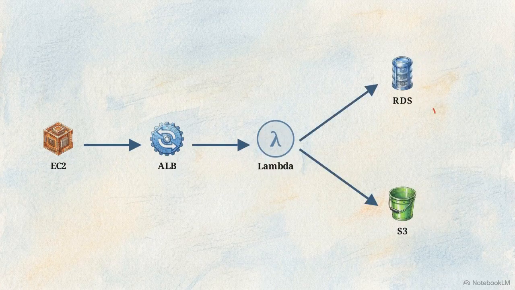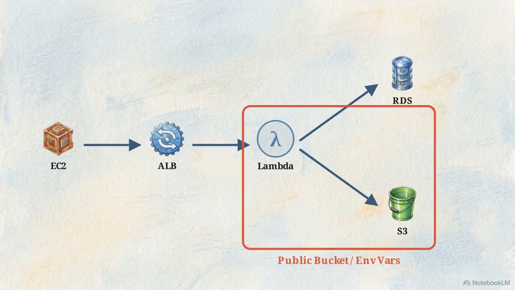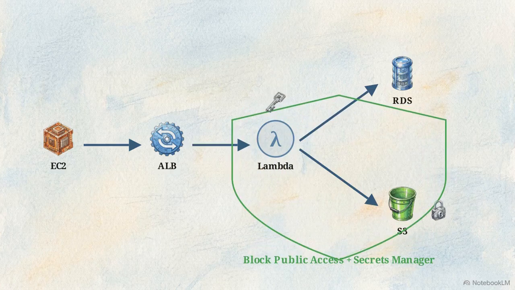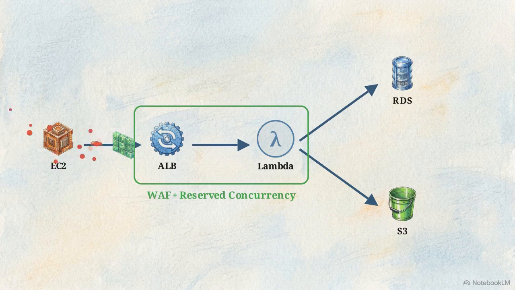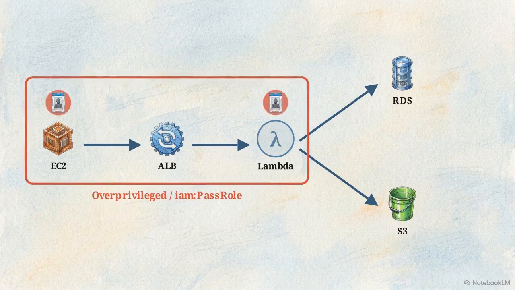Continuing through the architecture, information disclosure threats include accidental public S3 bucket policies, or API keys exposed in CloudWatch because they were stored as Lambda environment variables. The fixes are implementing S3 block public access at the account level and utilizing AWS Secrets Manager instead of environment variables. For denial of service threats, we map the risk of the ALB being flooded with requests that deliberately exceed Lambda concurrency limits. We mitigate this by deploying AWS WAF rate limiting, configuring Lambda reserved concurrency, and utilizing Shield Advanced.